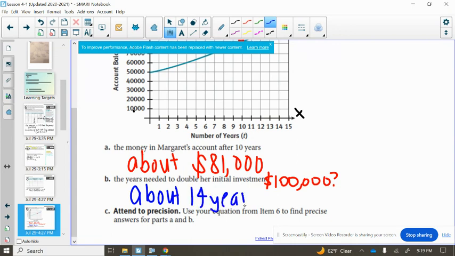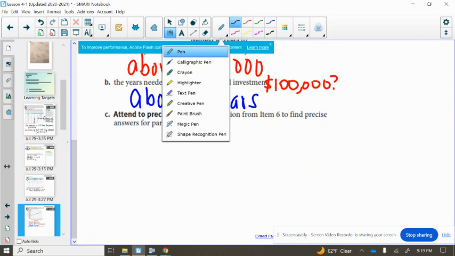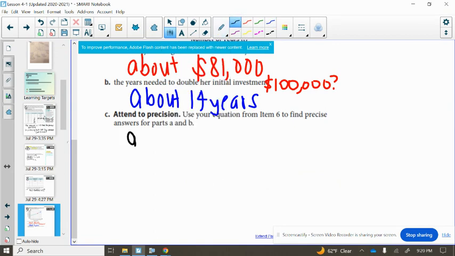Now the graph can only show us so much on that. We can find some exact amounts though using the graph or the equation. So for part A, if we wanted to find the exact value, we could plug in after 10 years to see again what our value would actually be.